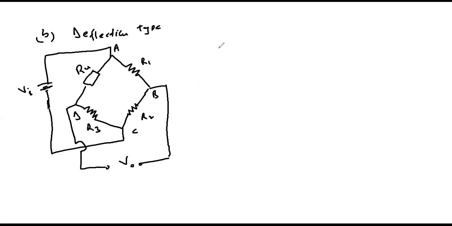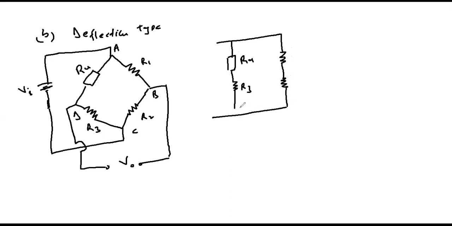This circuit can be redrawn as follows. Ru and R3 can be considered to be in series. So this is Ru and this is R3. And similarly, the resistor R1 and R2 are in series, and then they are connected to a common source, Vi. So this point is point A, and this is point C. Then these are the points D, where we take our output, and the point B. So this is our output.